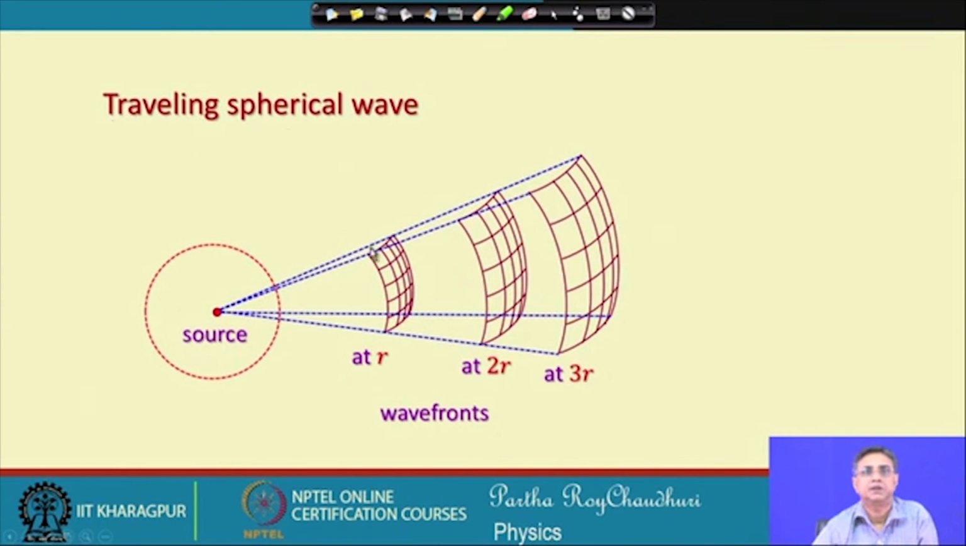For travelling spherical waves, you have a source. If you move radially outwards, then they will form the wave front which are the surface of the spheres. So, at a distance r, the phases will be constant, at a distance 2r, the phases are constant, and so on.